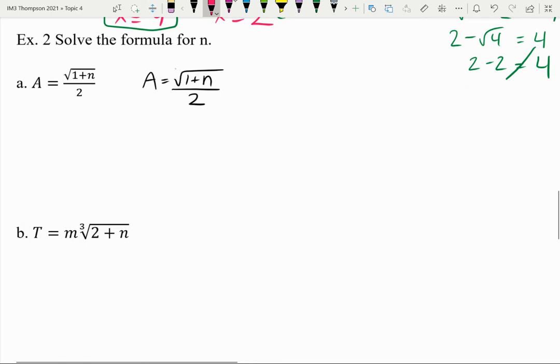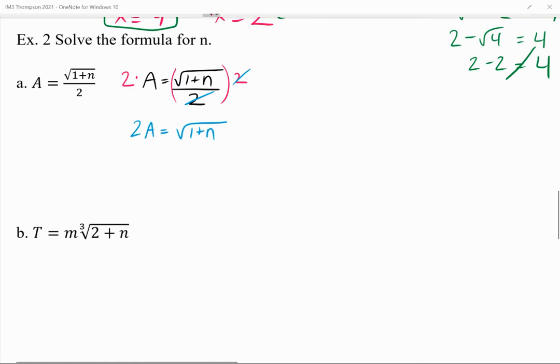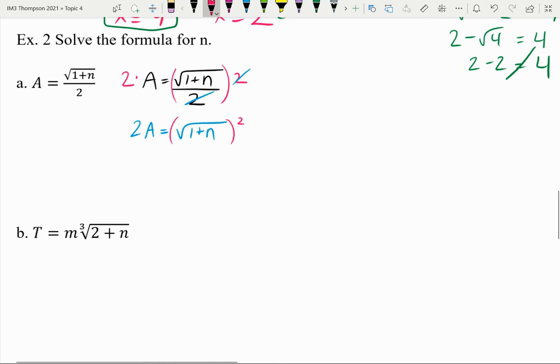I have divided by 2 on the right-hand side, so therefore to move it, I'm going to multiply by 2. Whatever I do to one side, I have to do to the other to keep it equal. Times 2 divided by 2 cancels. Working my way closer and closer to n. Now I have a square root. The inverse operation of square rooting is to square it. So I square the left side and I square the right side.